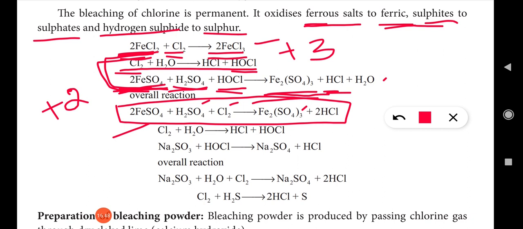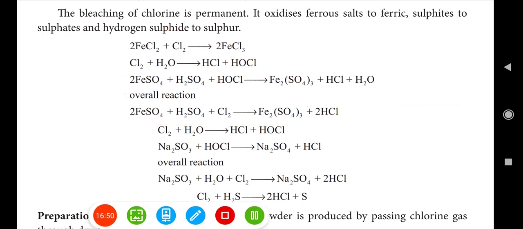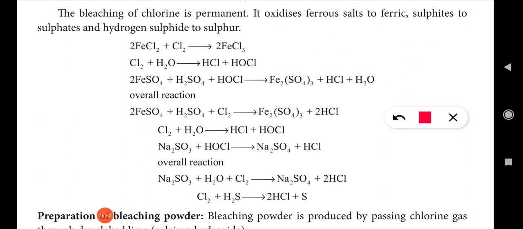Okay, then, see one more reaction. This means 2 steps. Sulfide, this is sodium sulfide. Sodium sulfide is oxidized to sodium sulfate. We saw that it oxidizes to sulfate, right? Here also, this is the beginning step.